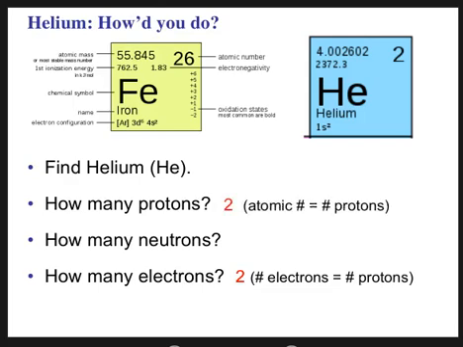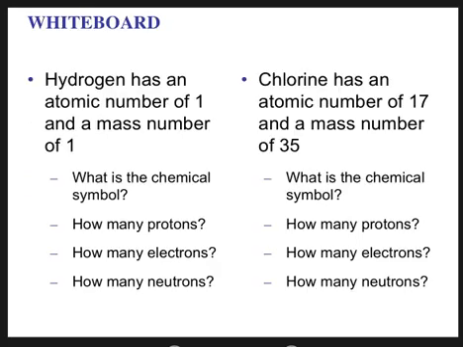Okay, so there they are. Atomic number equals the number of protons. Mass number minus atomic number, I'm sorry, atomic mass, because it's very close to the mass number, minus the atomic number will give you neutrons. And how many electrons? Well, electrons are equal to protons, and therefore your answers are 2, 2, and 2. Not all elements do that. I chose helium very specifically because it's a really easy one for us to use as an example.